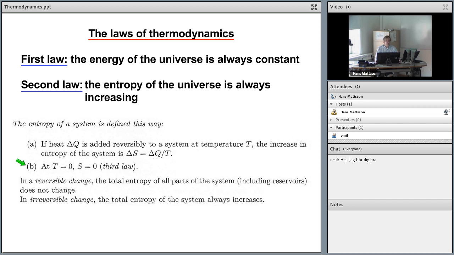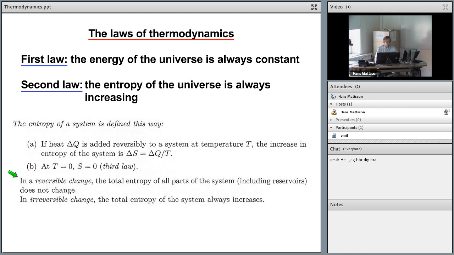But we have an absolute 0 point where the molecules and the atoms are not vibrating anymore, and we can't get it any colder than that. And that absolute temperature is minus 273 degrees Celsius, and it's 0 in the Kelvin scale. And at this absolute 0 point, we say that the entropy is 0. So what is important then with entropy here? Well, it tells us what is possible and what is not possible.